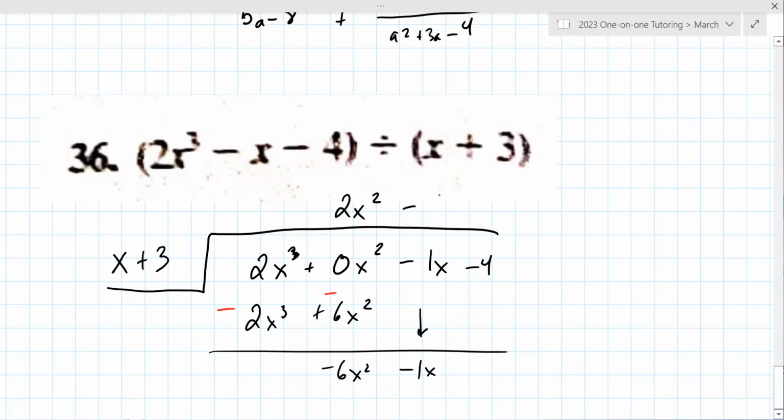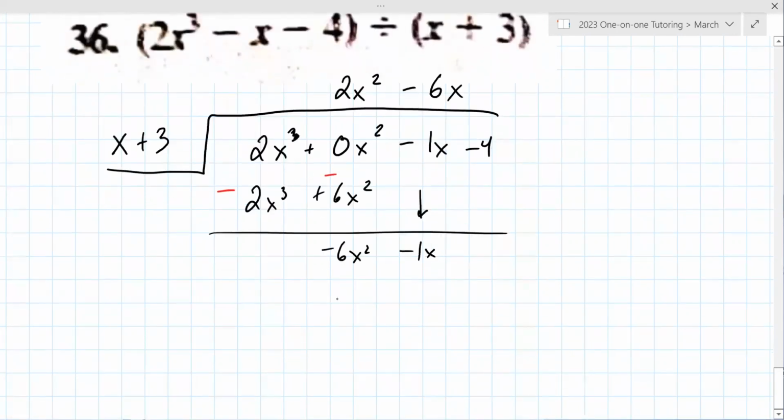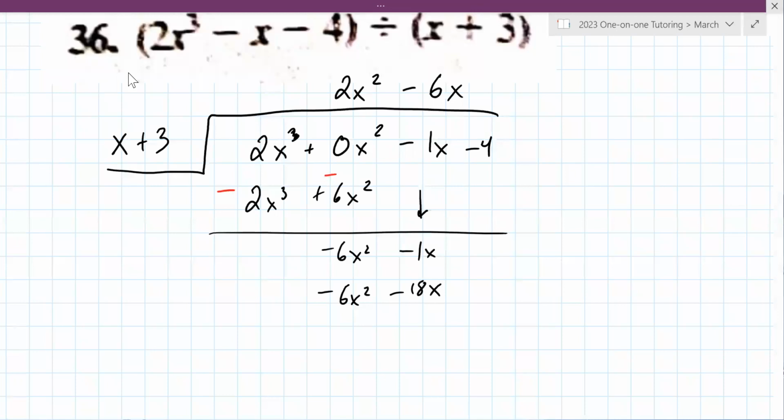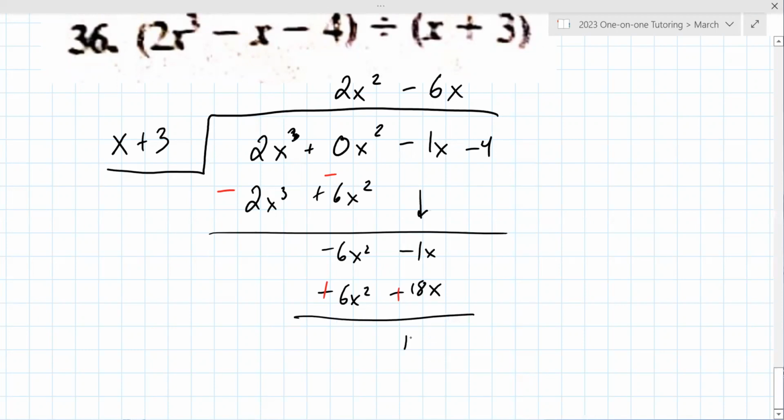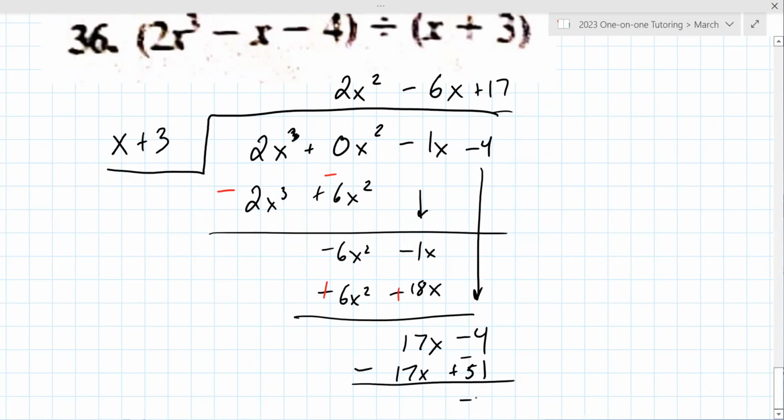Negative 6x. Good. So you get negative 6x squared minus 18x. Change the signs. Bring that down. So then last part here, you've got to figure out what do you multiply x by to get 17x? Well, that's 17. Multiply them both, 17x plus 51. Subtract. You end up getting minus 55 as your remainder.